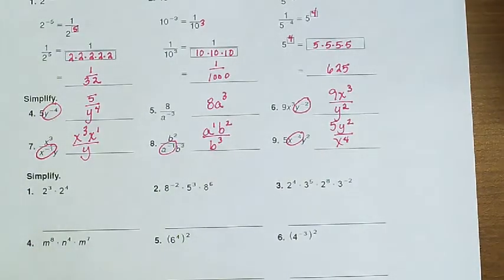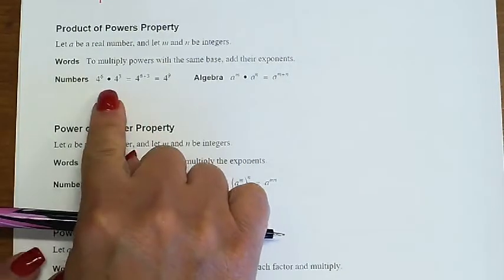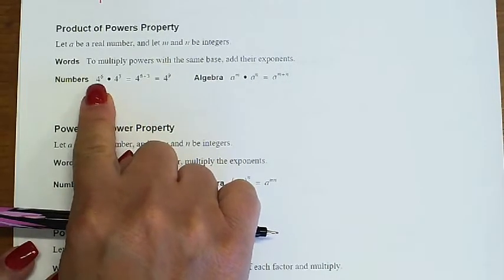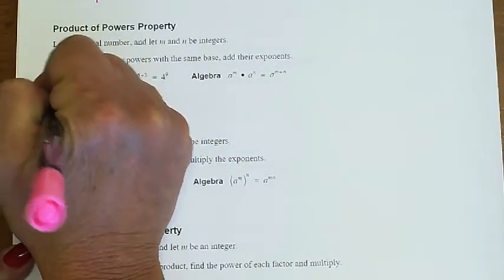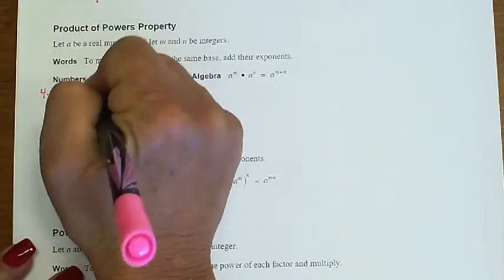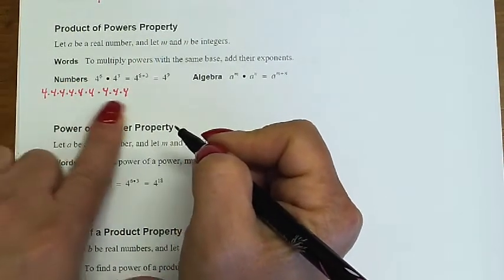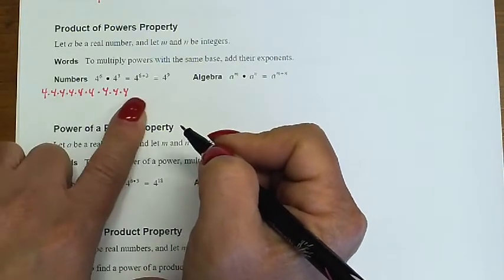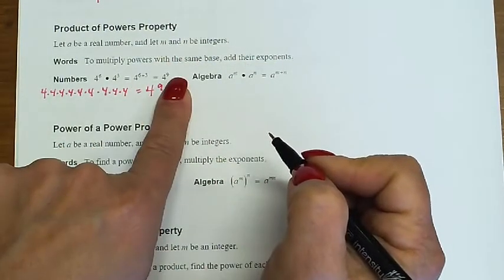Okay, so let's flip it back over and let's take a look at one of our other rules. So next rule, product of powers and power of a power. So first, product of powers. This would be something like if I had 4 to the 6th times 4 to the 3rd. Well, 4 to the 6th, remember, would be 4 times 4 times 4 times 4 times 4 times 4, 6 of them. And then 4 to the 3rd would be 4 times 4 times 4. So if you think about this, I have 9 of those, right? This is 4 times 4, 9 times. And so that's the same as 4 to the 9th power, which is what we have right here.